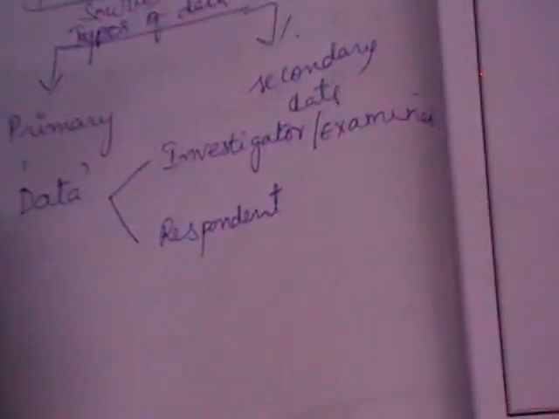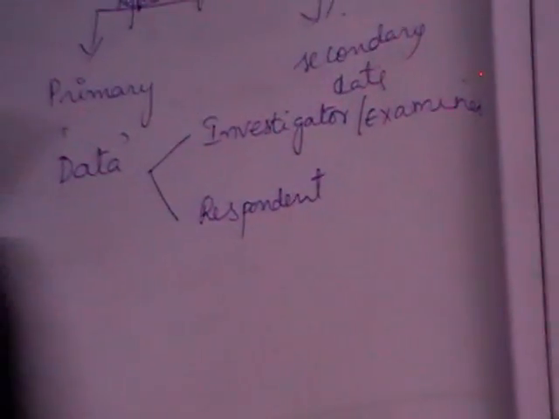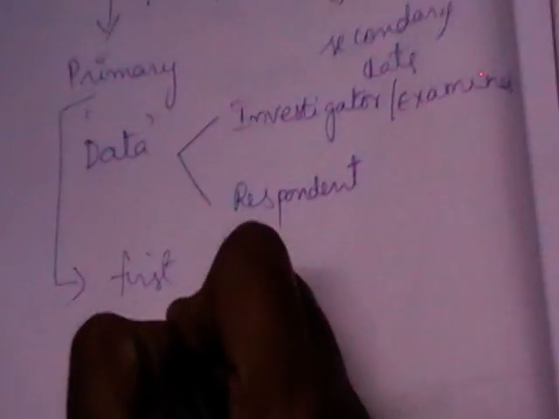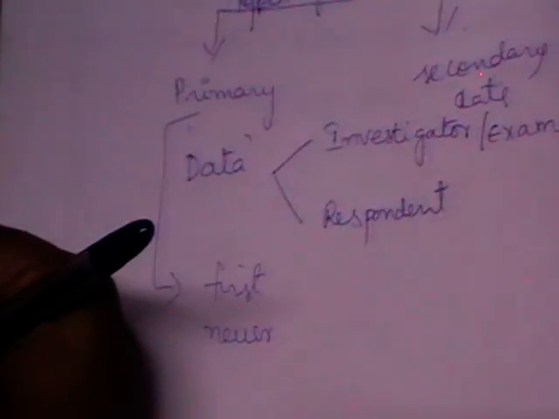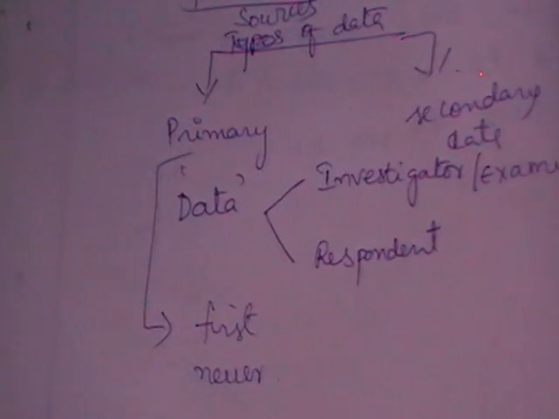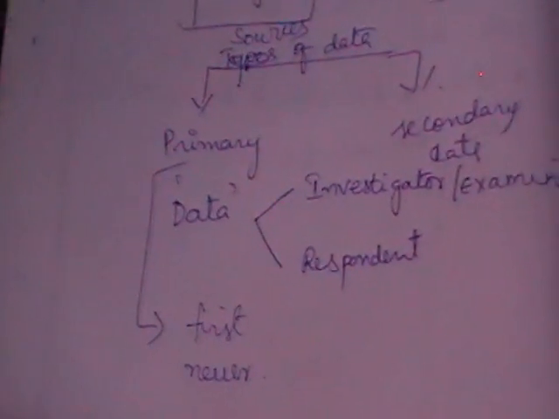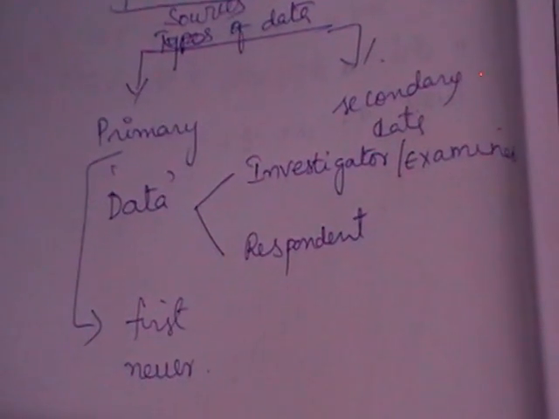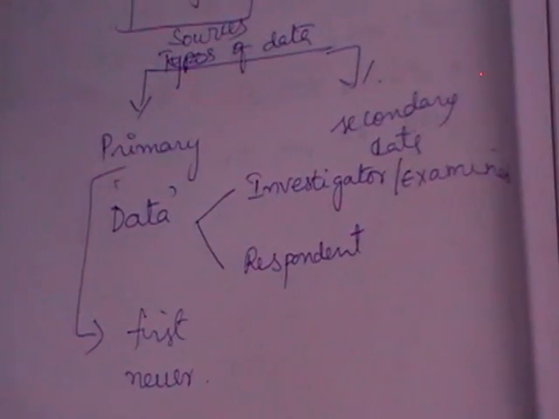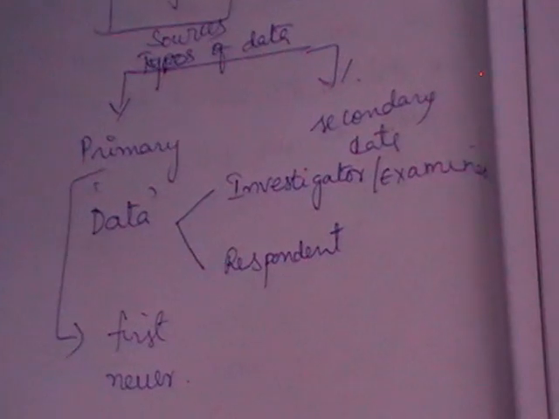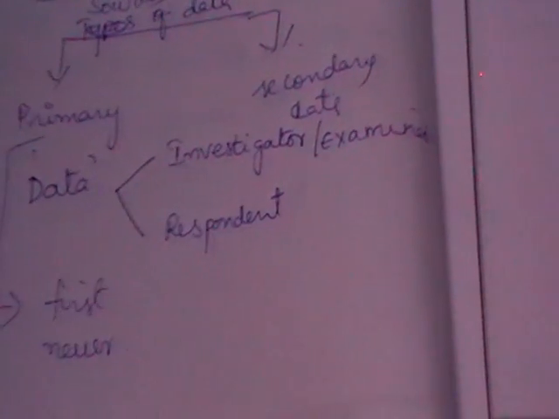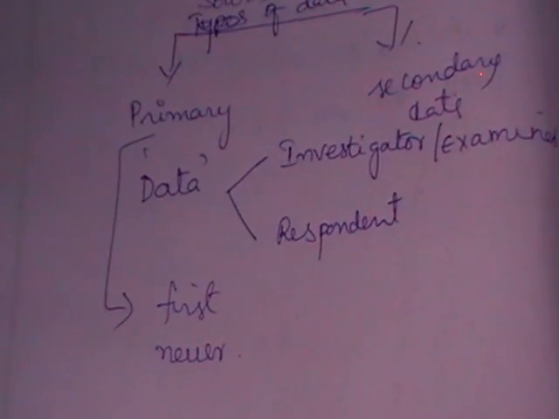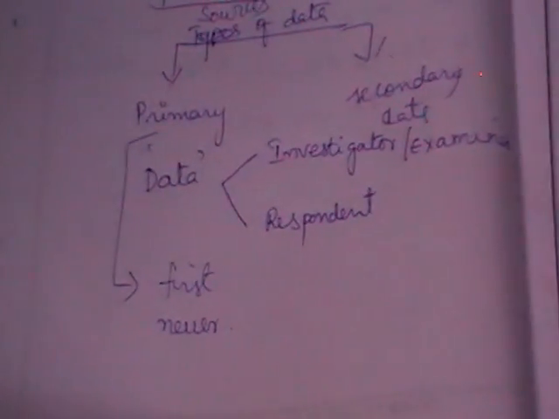So what is primary data? Primary data is the data which is collected for the first time and has never been used for any other purpose. It is collected by the investigator for a specific study for the first time, it is original, and it has not been used by any other researcher for any other analysis.